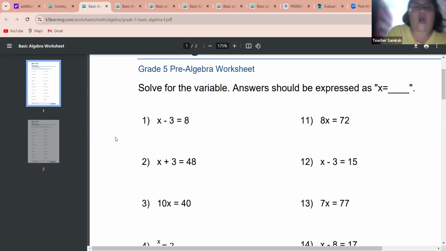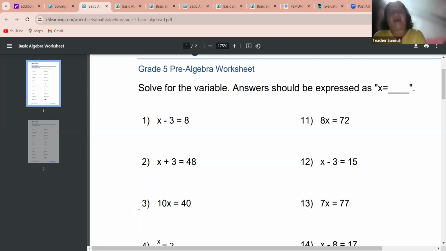Number one. Who would like to answer number one? What will be your answer if I have this equation, which is x minus 3 is equal to 8? Who can try to solve and tell the class what will be the answer? Try to solve. 11. 11.